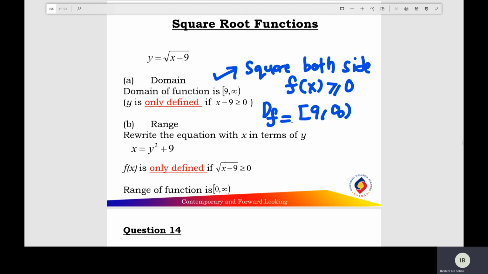Okay. Question B. You find the range of the square root function. You write down the equation here, x in terms of y. So x equals y squared plus 9. And you find the range of the square root function.